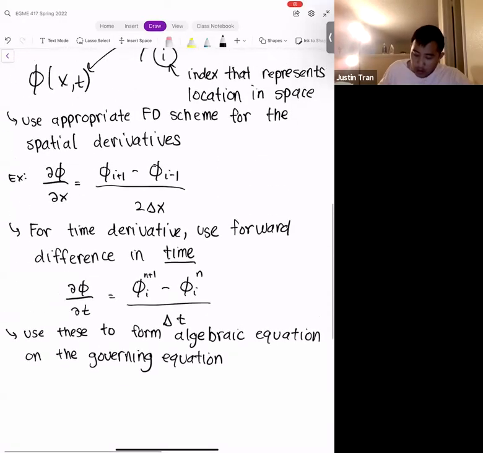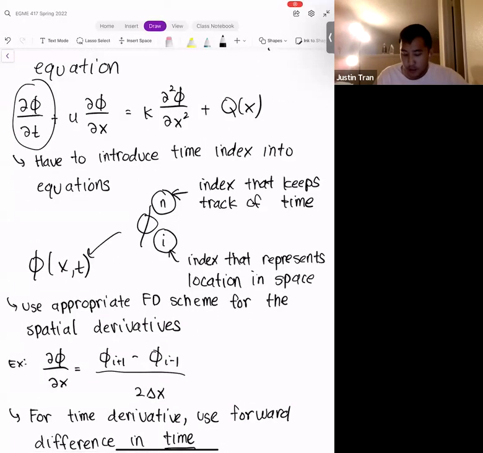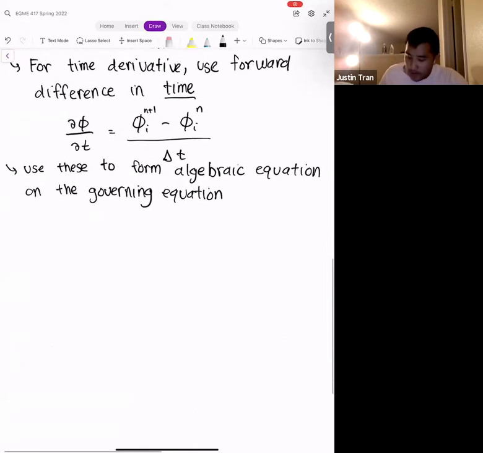Okay. All right, so let's go back up here and look at the governing equation. And so we have partial phi partial t plus u partial phi partial x equal k partial squared phi partial x squared plus our source term. Okay, so let's go ahead and plug in all of the appropriate difference terms for this. All right, so let's start with partial phi partial t, and we have that expression right up there. Okay. So that's our expression for partial phi partial t, right?